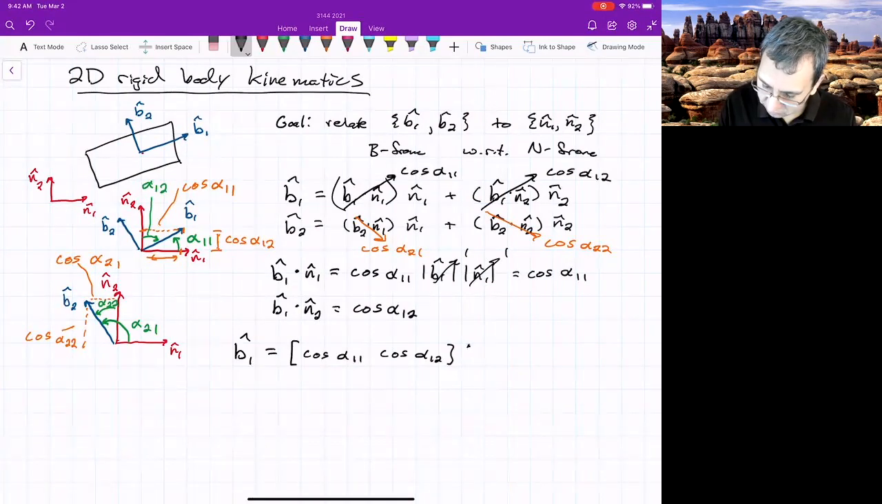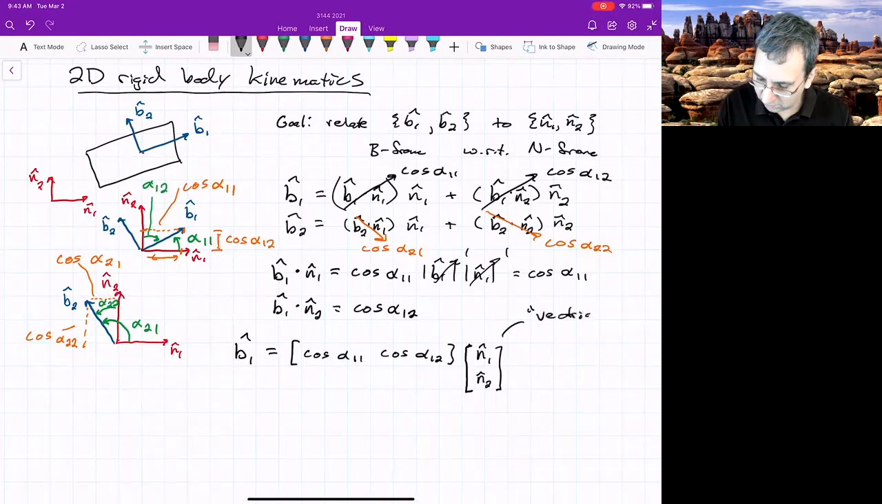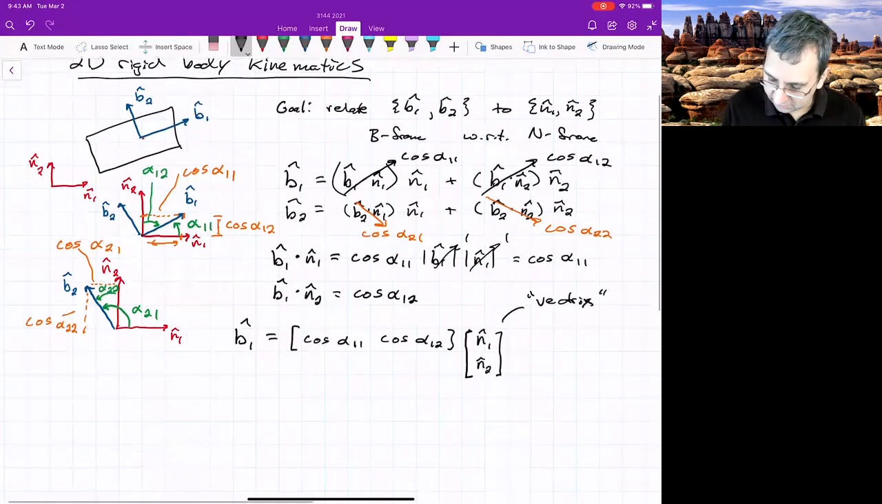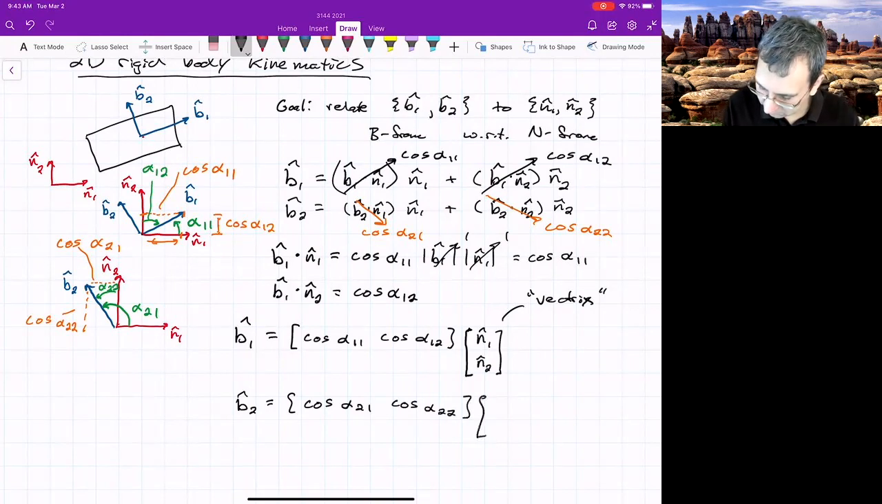And the book calls it vectrix notation. But basically you're making a vector that's got these unit vectors in it. So it's technically not a vector. The book calls this a vectrix. Why is it not a vector? Because its entries are unit vectors. It's just a compact notation to make this easier. So if we do that, and then same thing or similar thing for B2, this is cosine alpha 2, 1, cosine alpha 2, 2, as a row vector times N1, N2.